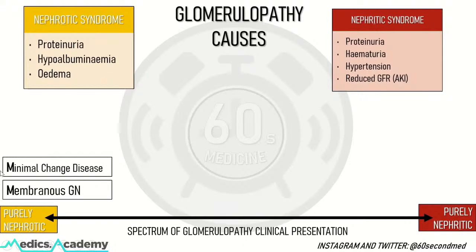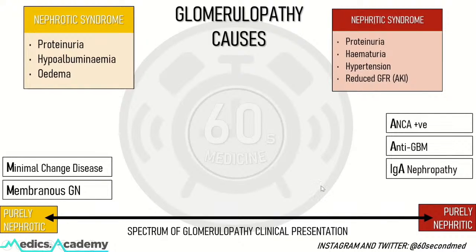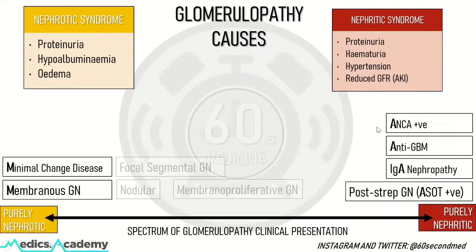Purely nephrotic diseases include minimal change disease and membranous glomerulonephritis, both of which start with the letter M. And some purely nephritic diseases include the ANCA-positive diseases, anti-glomerular basement membrane disease, IgA nephropathy, and another one is post-streptococcal glomerulonephritis, which will bring back an ASOT-positive test or anti-streptolysin O test. So all of them have the letter A involved.